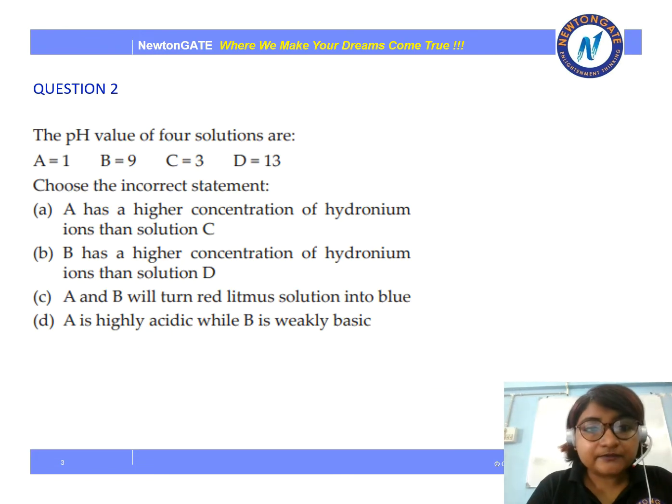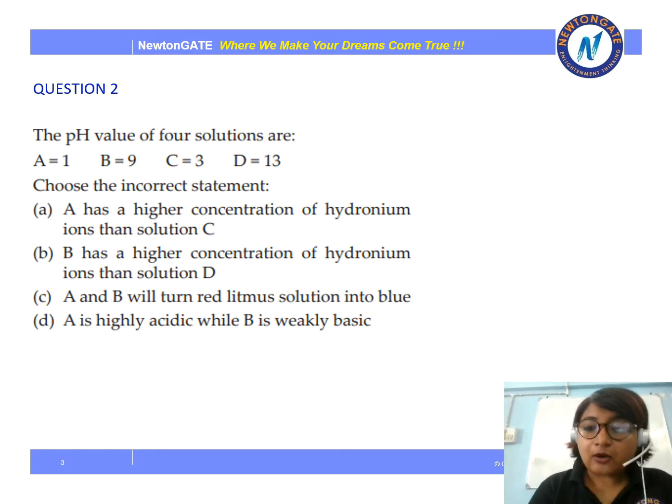Question number 2. The pH values of 4 solutions are given to you. The pH of A is 1, B is 9, C is 3 and D is 13. And 4 statements are given and you have to choose the incorrect statement. For this kind of question, you have to first identify which ones are acidic and which ones are basic based on the given pH values.